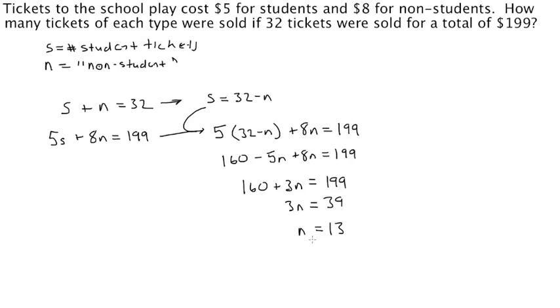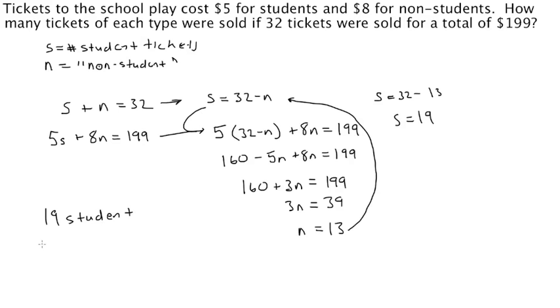I now need to find how many student tickets were sold. I'm going to take this number and plug it in right here, the thing that I used to substitute earlier. So S equals 32 minus N, but I now know that N is 13. So S is going to be, let's see here, what is that, 19? So our final answer is 19 student tickets and 13 non-student tickets.